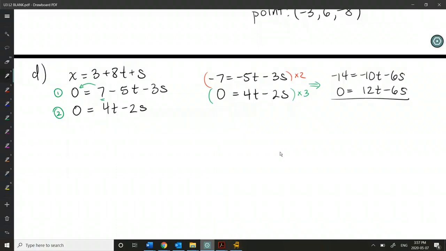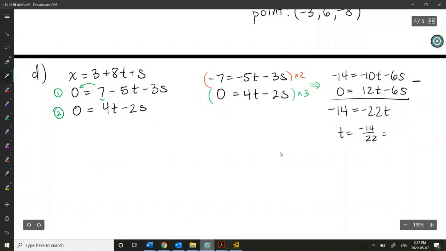And now you just need to choose whether you have to add the equations or subtract the equations in order to make this 0. So here we have two negative 6's, so I think we have to subtract these in order to eliminate the s's. So negative 14 minus 0, that's just going to stay as negative 14, and then this will become negative 22t. And if we've done it correctly, the s's should cancel out. So we'll have negative 6s minus negative 6s, which is 0s. Okay, so let's isolate for t here. We're going to get negative 14 over 22, and you can go ahead and reduce that. So we'll divide 2 out from each of these, and we'll get negative 7 over 11.